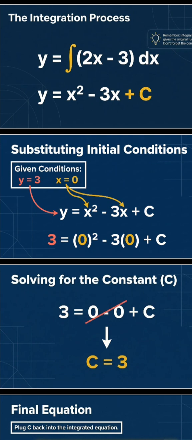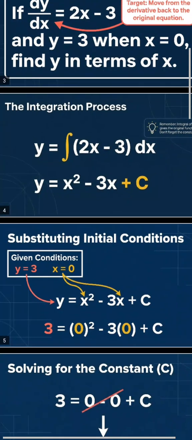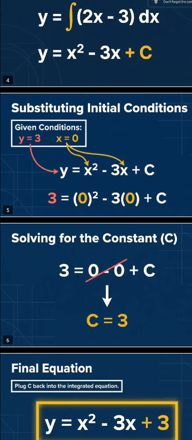Having done that, we've gotten our y to be x squared minus 3x plus c. Now we're given the initial condition, which is y is equal to 3 and x is equal to 0. So we substitute those initial conditions into the equation y is equal to x squared minus 3x plus c to get the value of c. Our c is equal to 3 when you substitute for x and y.